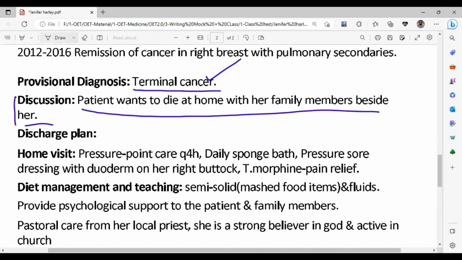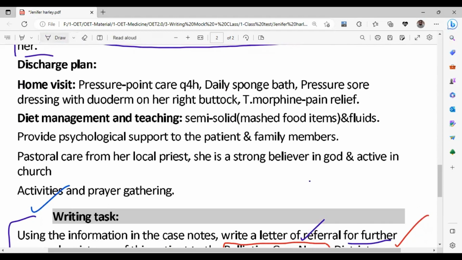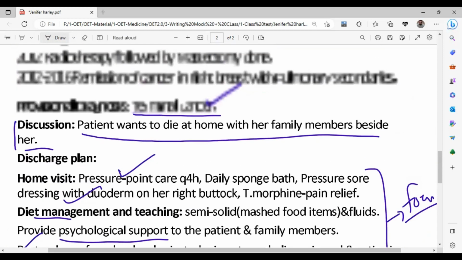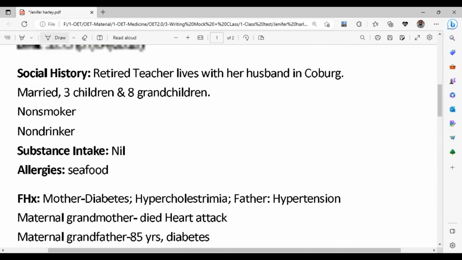When we see these notes in the discharge plan, we have pressure point care, dietary instruction, psychological support, and postural care. So these things will give you the focus of this task. Now, from top to bottom, we'll start reading the case notes.